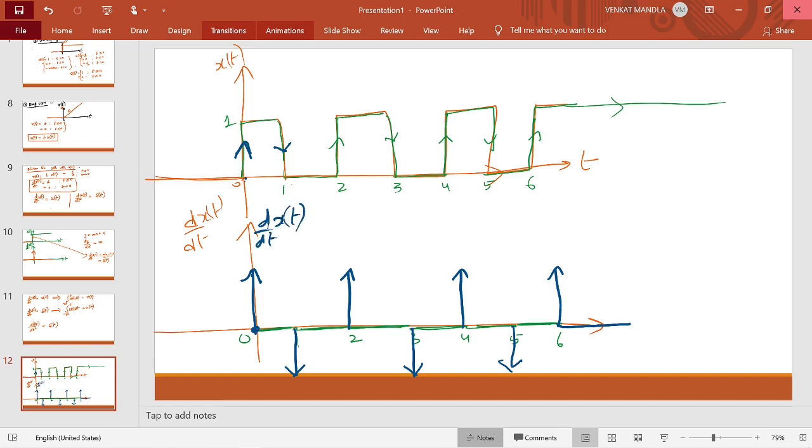Okay. So this is how you have to find d by dt of x of t. Whenever you have discontinuities, if you differentiate the signal, you will get impulses. Okay, this is a very important concept, and we will keep using this in Fourier series so many times. Whenever I feel difficulty in finding the Fourier series coefficients, I will use this property. Okay. In coming lectures, I will discuss it at that time also. No need to worry. Okay.